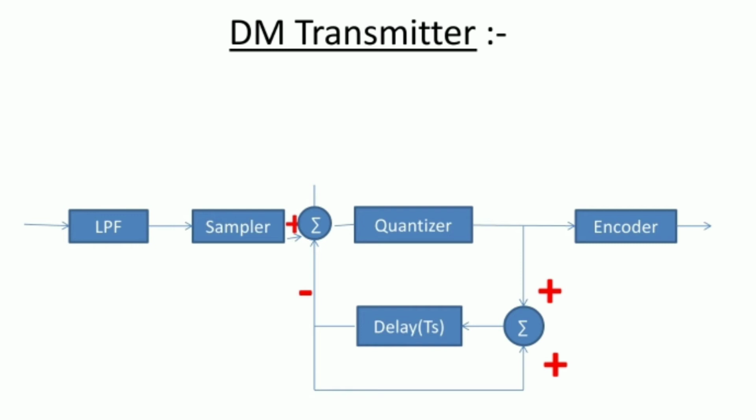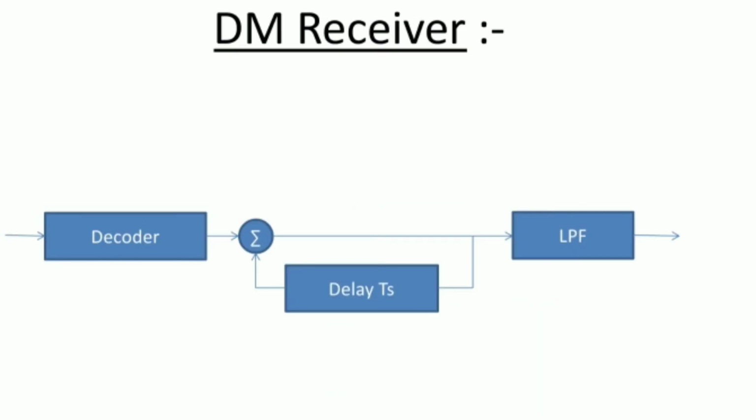Output of the encoder is transmitted to the DM receiver, that is delta modulation receiver. This is the basic block diagram of the delta modulation receiver, in which first the encoded signal is passed to the decoder, then we have a feedback mechanism, then a low pass filter, and then we recover our original message signal back. The DM receiver just performs the opposite mechanism of the DM transmitter: in the transmitter we perform subtraction, but in the DM receiver we perform the addition mechanism.